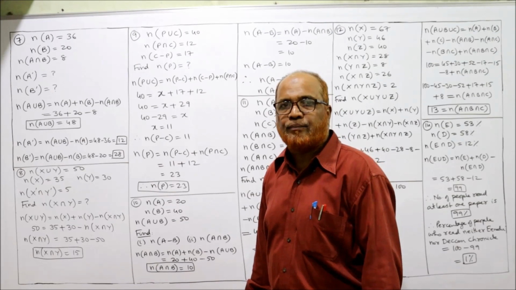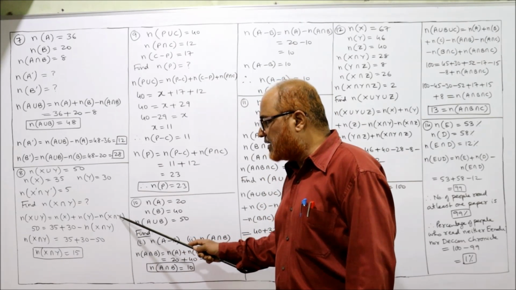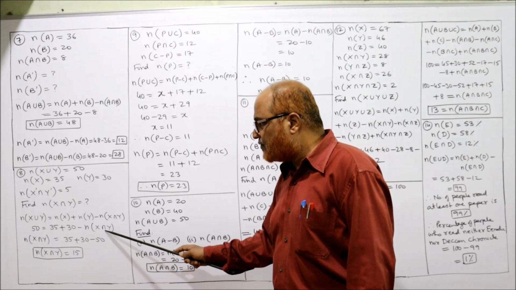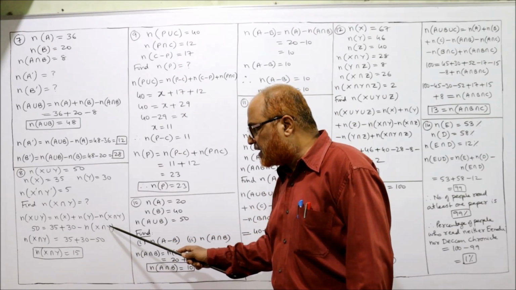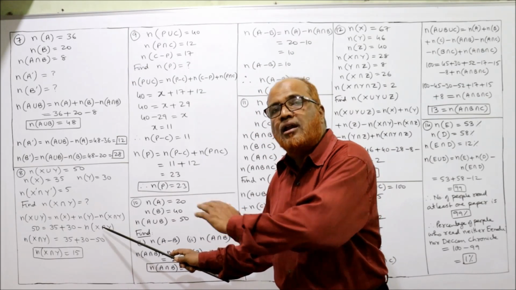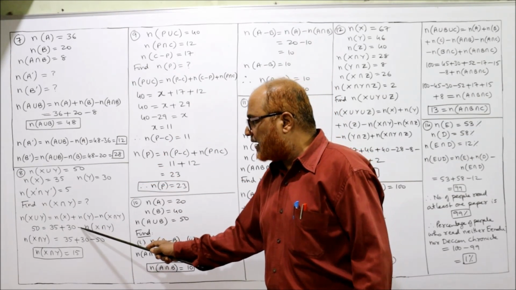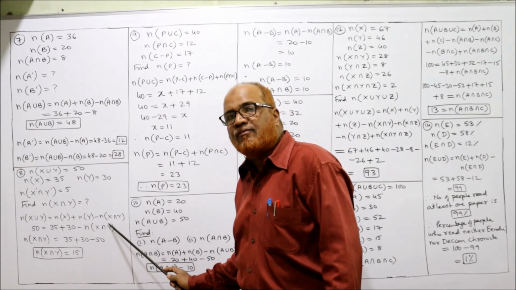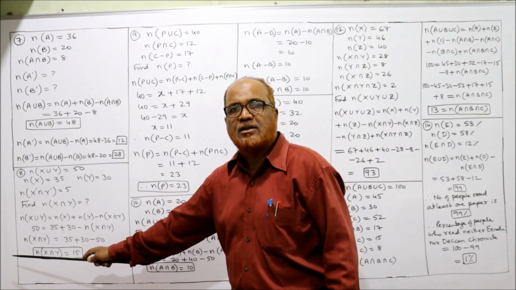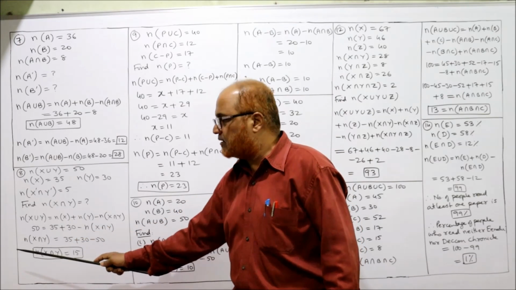That we have to find out. N of x intersection y is not given. This we have to find out. Now take this n x intersection y. It is on the RHS. Now take it to the LHS. So minus will become plus, because I am taking it from the right hand side to the left hand side.